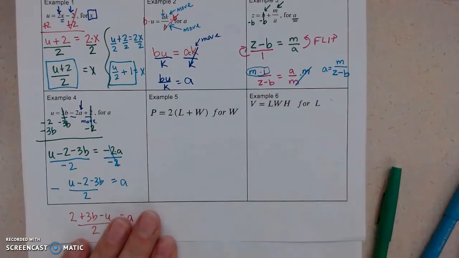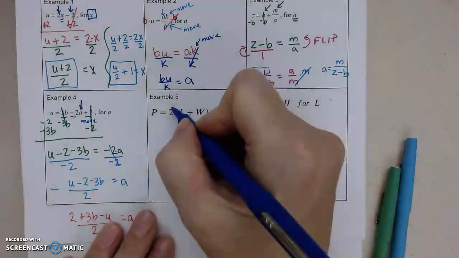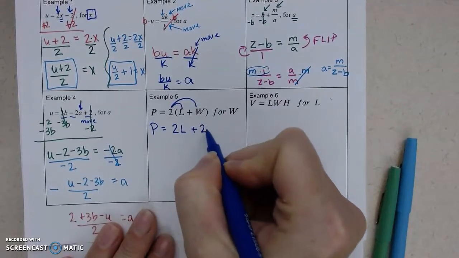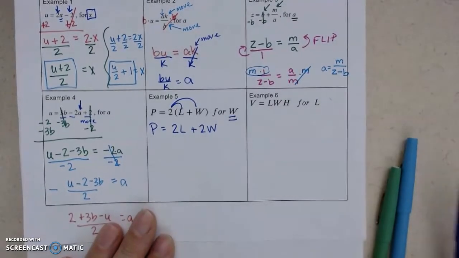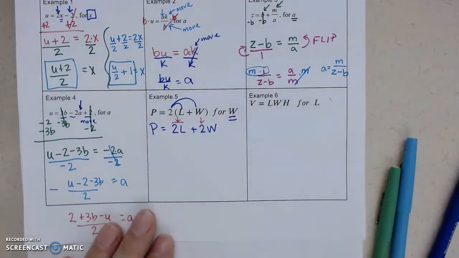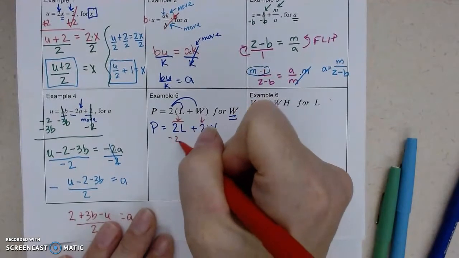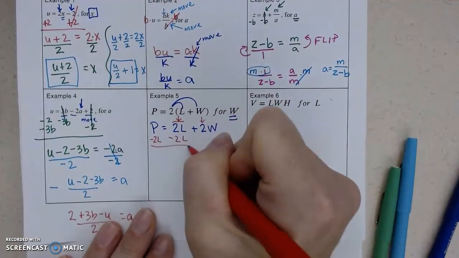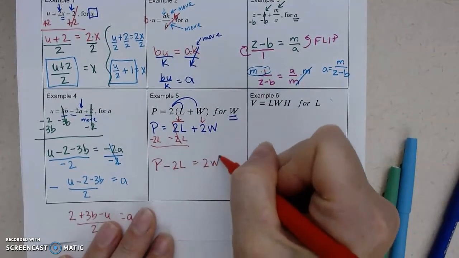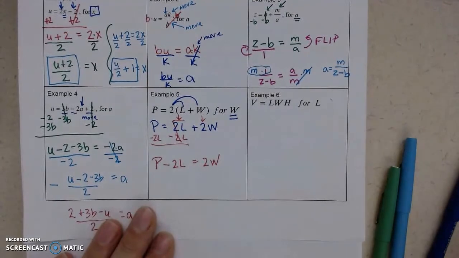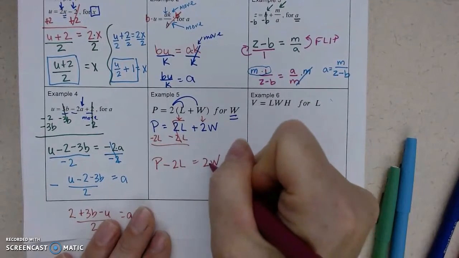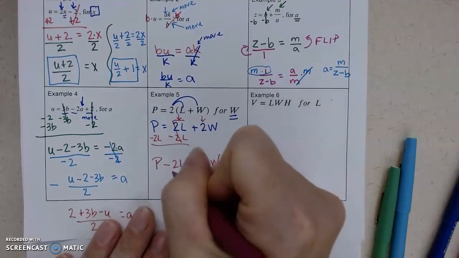All right, example 5. I see a parenthesis, so I'm going to distribute. Our goal is to get w by itself. So I have to move the 2 and I have to move the 2l. We always add or subtract the term first. So I write them side by side. And then same option, I'm going to divide by 2, so either do them all together or do them separately. I'll do them separately this time, just because.